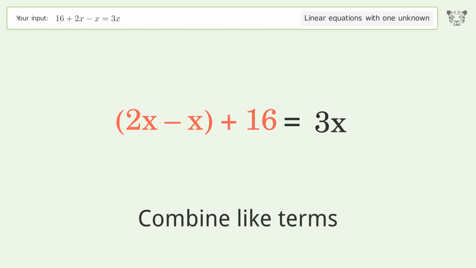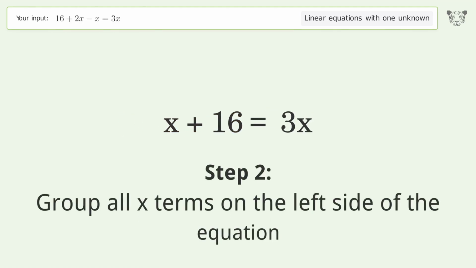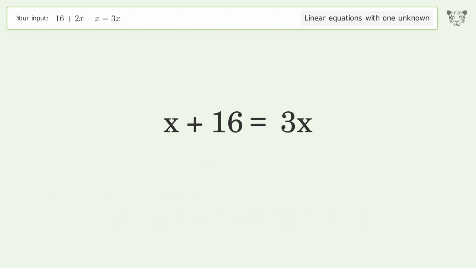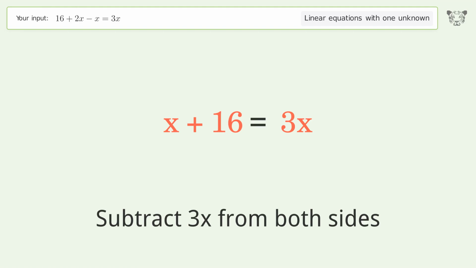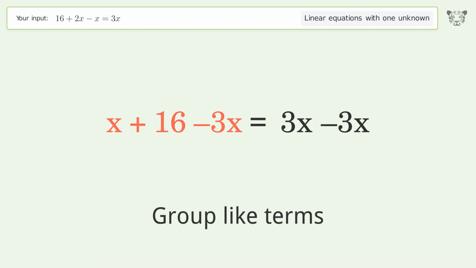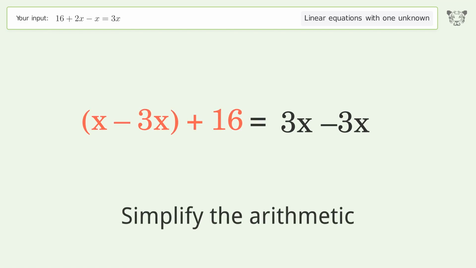Combine like terms. Group all x terms on the left side of the equation. Subtract 3x from both sides. Group like terms. Simplify the arithmetic.